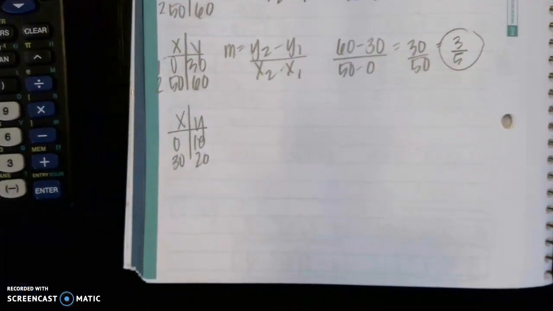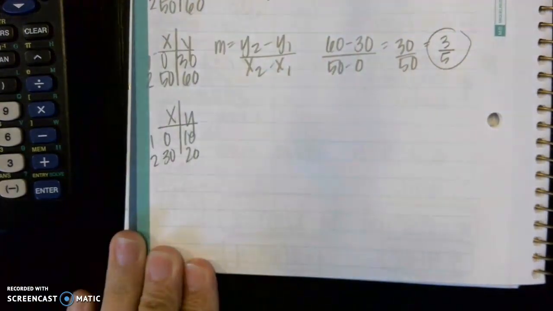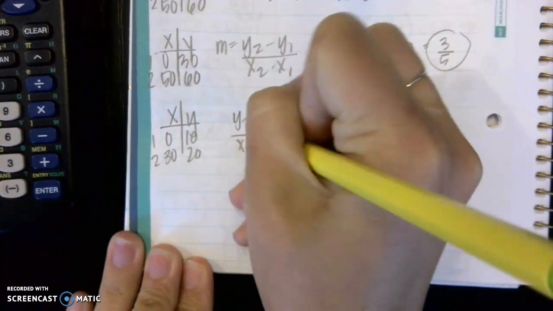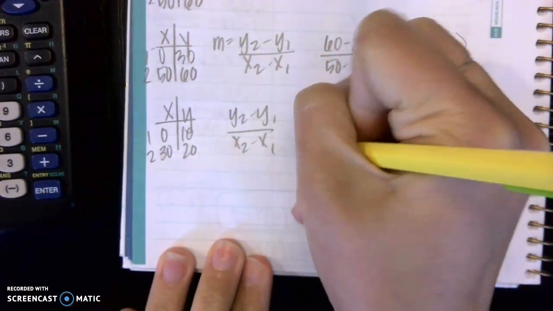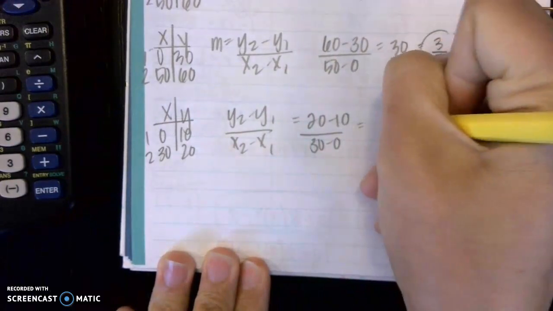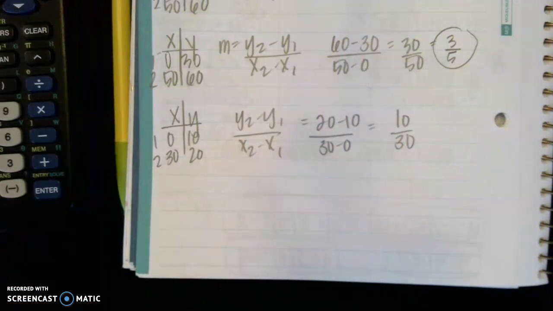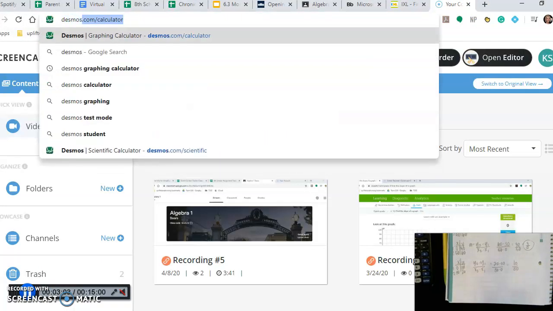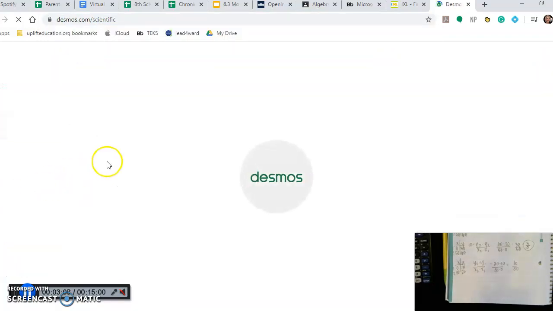Let me make my screen bigger. So here's my XY table. Label my first and my second point. So I've got y2 minus y1 over x2 minus x1. 20 minus 10 over 30 minus 0 is 10 over 30. To find what that is, reduce. Now that one's not too tricky, but I'd also advise you guys to use the Desmos calculator that I'll post on here as well. I'll have this link up here for you guys.